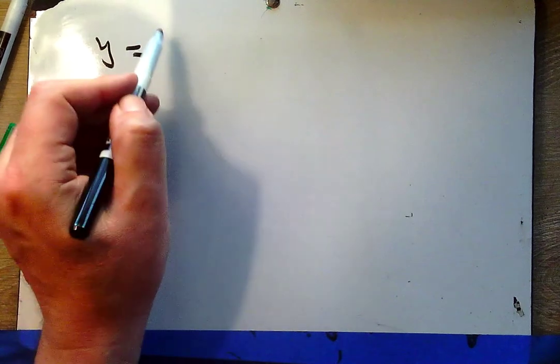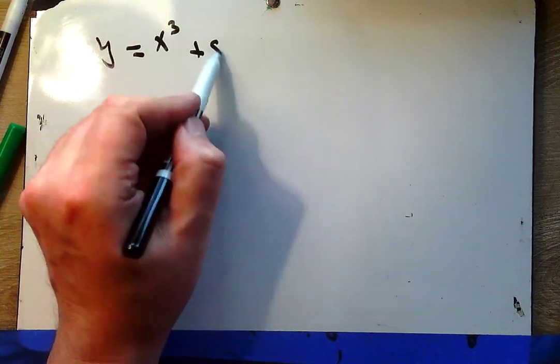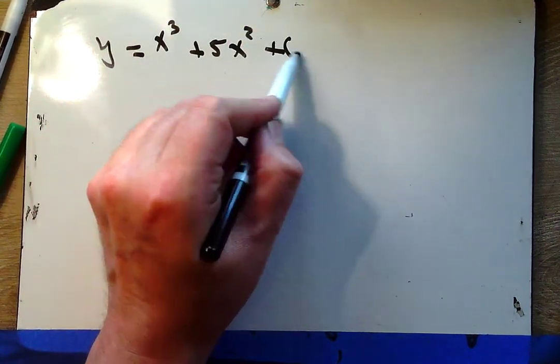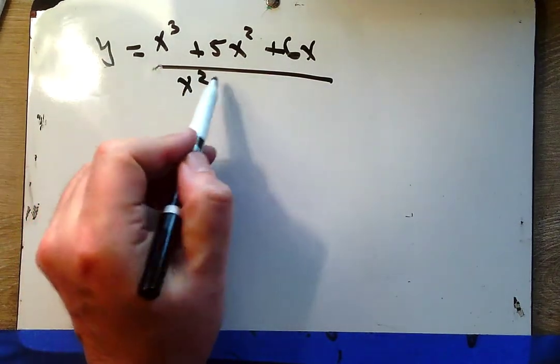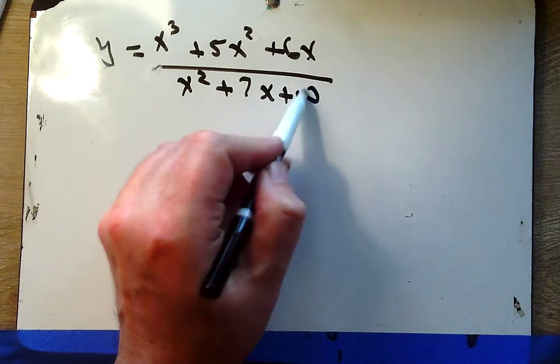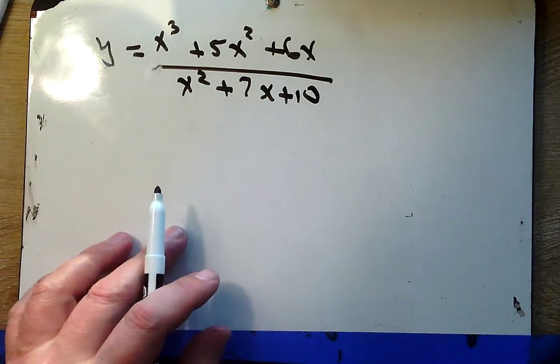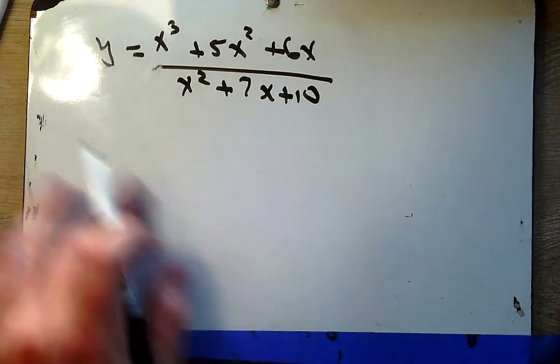Let's try something that has both a slant asymptote and a hole. So how about y equals x to the third plus 5x squared plus 6x over x squared plus 7x plus 10. Or as my grandmother would say, hubba hubba.